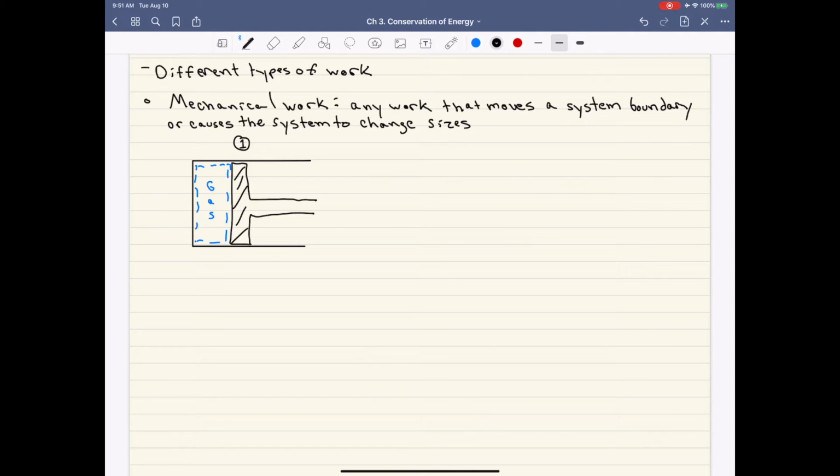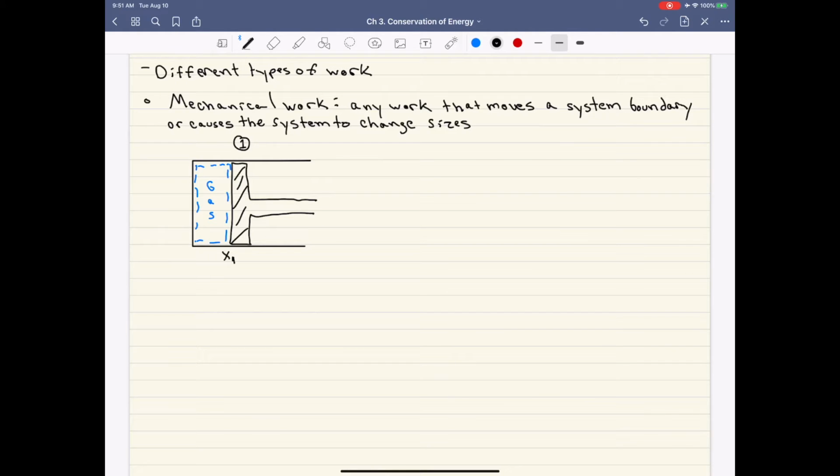And in this initial state, the gas is just sitting idle, and the piston is sitting idle as well. And the distance between the left wall of the cylinder and the piston, we'll call that a distance of x1.